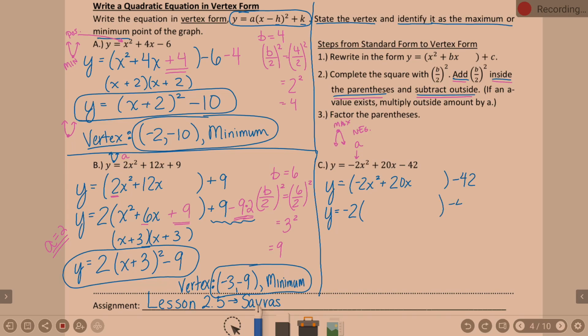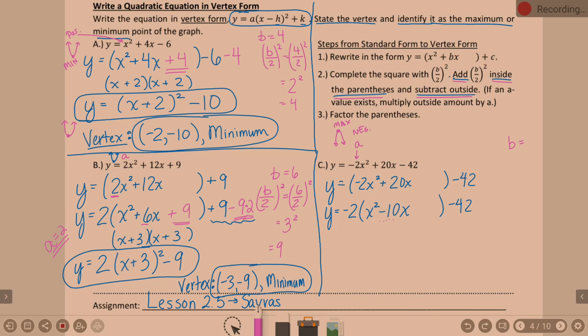Negative 2x squared divided by negative 2 leaves me with what I want, which is x squared. Most importantly, what's 20x divided by negative 2? Minus 10. Minus 10x. And then we have that gap ready to go. Okay, that was step one, rewrite. Step two. What is b? 10x. Right here, yes? Okay, so I'm officially going to say negative 10.